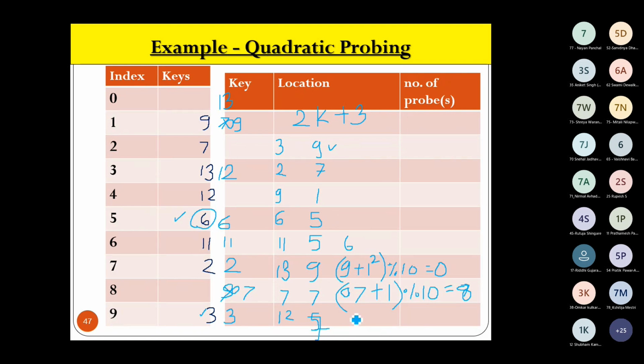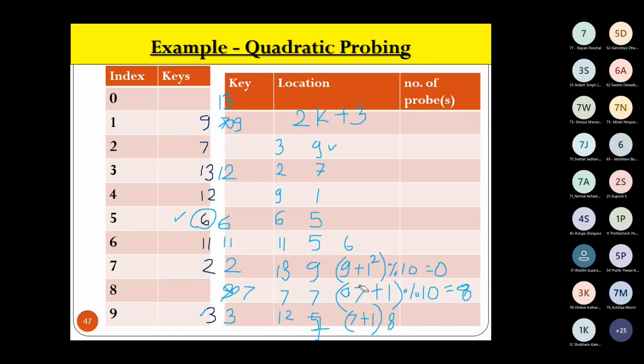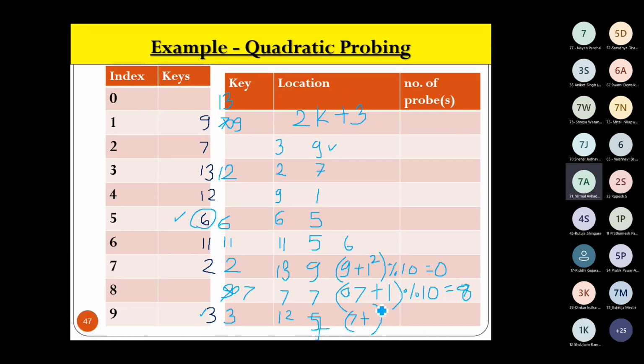So we need to find the next empty location using quadratic probing. So 7 plus 1 square. 1 square is 1. So 8 mod 10 is 8 only, but 8 is again already occupied. So collision has occurred again. So next time what will we be doing? Instead of 1 square, what will we be taking? 2 square, right? So take 2 square, that is 4 here.